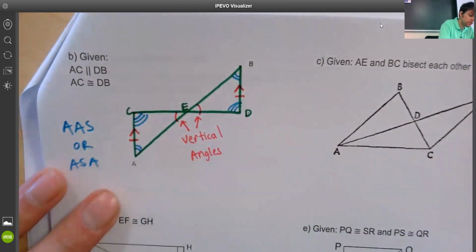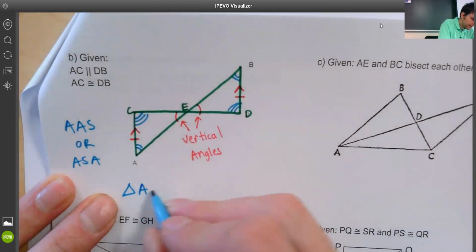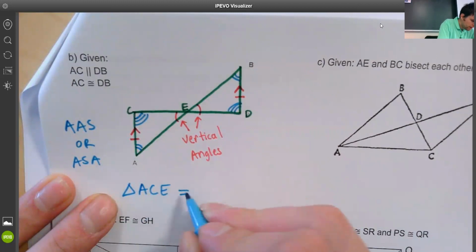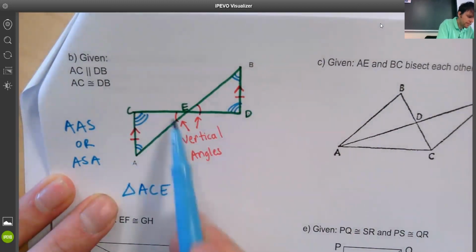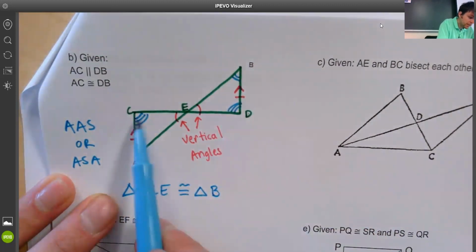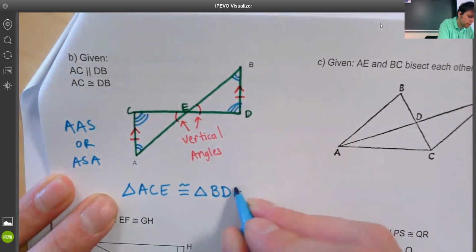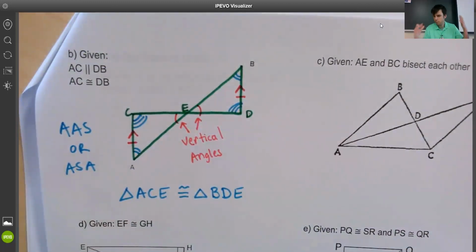And then let's go ahead and finish this off with a congruent statement. So triangle, let's call it ACE. That's the one on the left-hand side here. And that's going to be congruent to triangle. Okay, so A corresponds with B, C corresponds with D, and then E corresponds with E as well. So there we go. Again, we could name this in a couple different ways. If you chose a different naming for your first triangle, then obviously your second naming would also be different.